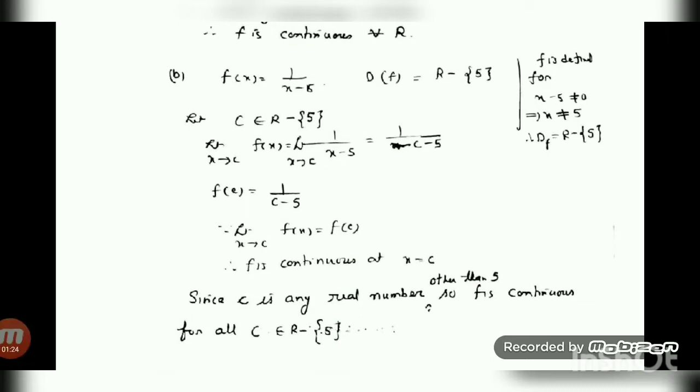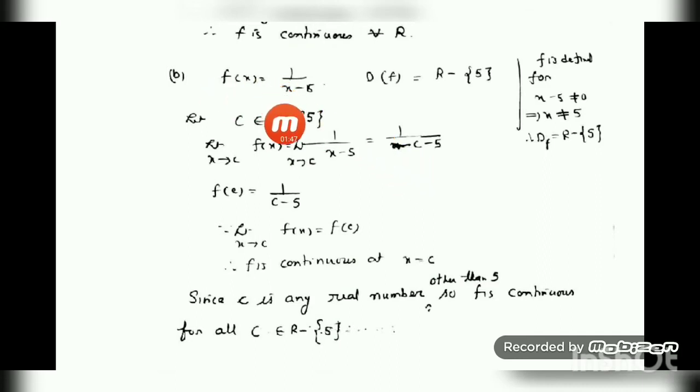So here I have done limit x tends to C f(x). What is f(x)? Substitute: limit x tends to C of 1 by x minus 5. And in the place of x you put C, so it will be 1 by C minus 5. You see why you can substitute C? Because C is not equal to 5. 5 is excluded from the set of real numbers. So if you substitute C, it will not give you 0. That's why we can substitute.